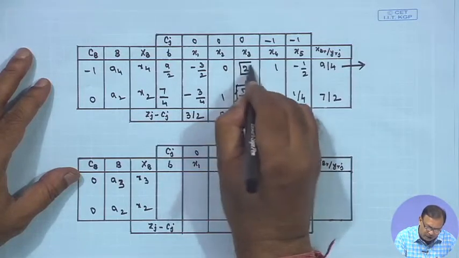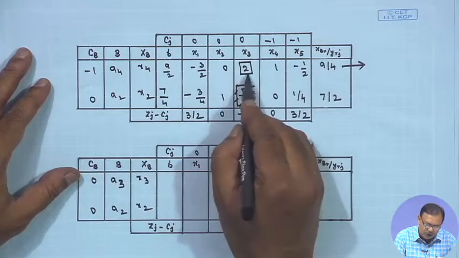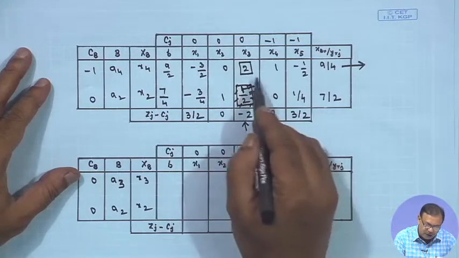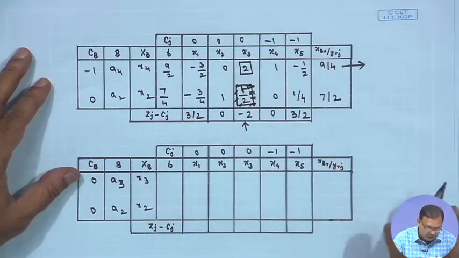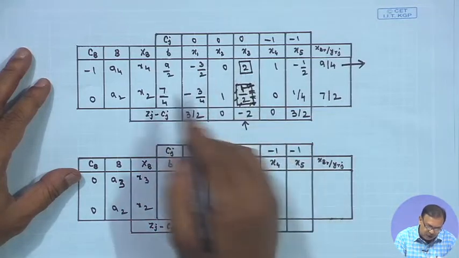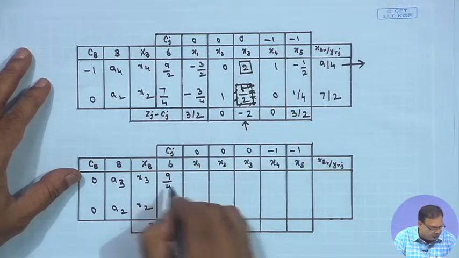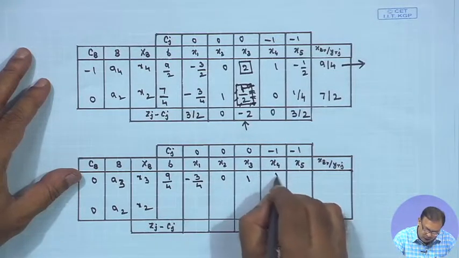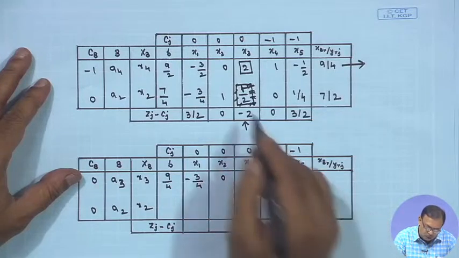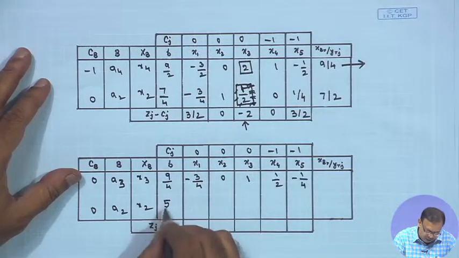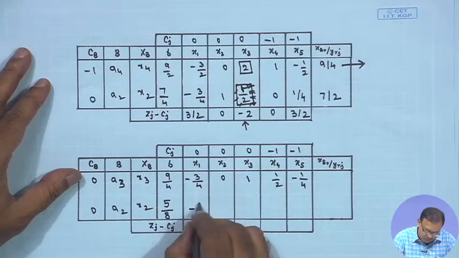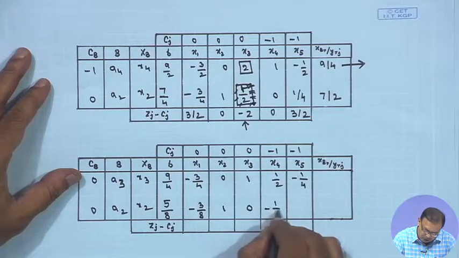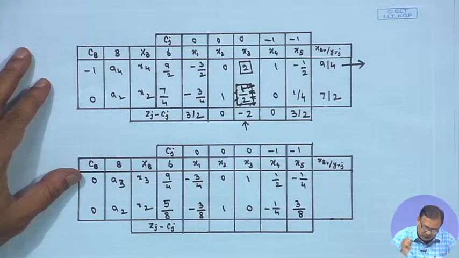The intersection is this point, this column and this row. So, the pivot element is 2, not this one. I have to make this element 1 and all other elements 0. So, you divide by 2 and obtain 9 by 4, minus 3 by 4, 0, 1, half, minus 1 by 4. To make it 0, you will have 5 by 8, minus 3 by 8, 1, 0, minus 1 by 4 and 3 by 8.